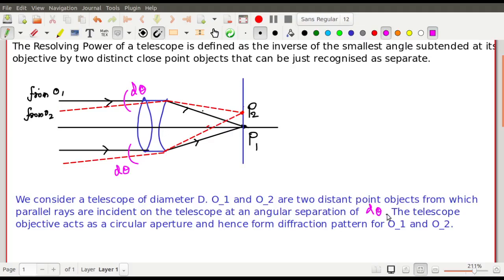Which is important. You can see the diffraction pattern on the screen. Light from O1 is incident on the circular aperture, then there is some diffraction, maxima and minima like this. Light from O2 is also incident, and for that one also you have maxima and minima. So two different colors, magenta and black, for the two, that is O1 and O2, and P1 and P2 are the positions of the maxima of either of them.